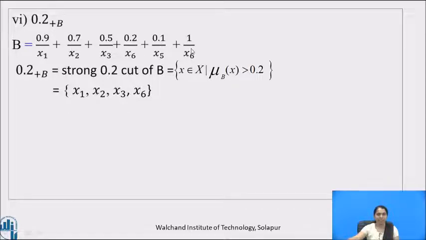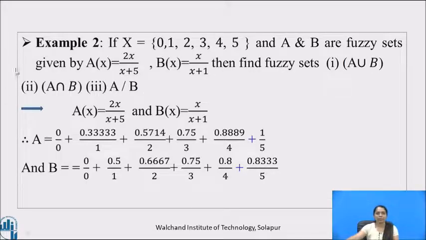So, B set is this one. Strong 0.2 cutoff B is x belonging to X such that mu B at x is strictly greater than 0.2. So, the membership grades which are strictly greater than 0.2 are 0.9, 0.7, 0.5 and 1, which correspond to the elements x1, x2, x3 and x6. Let us have one more example.